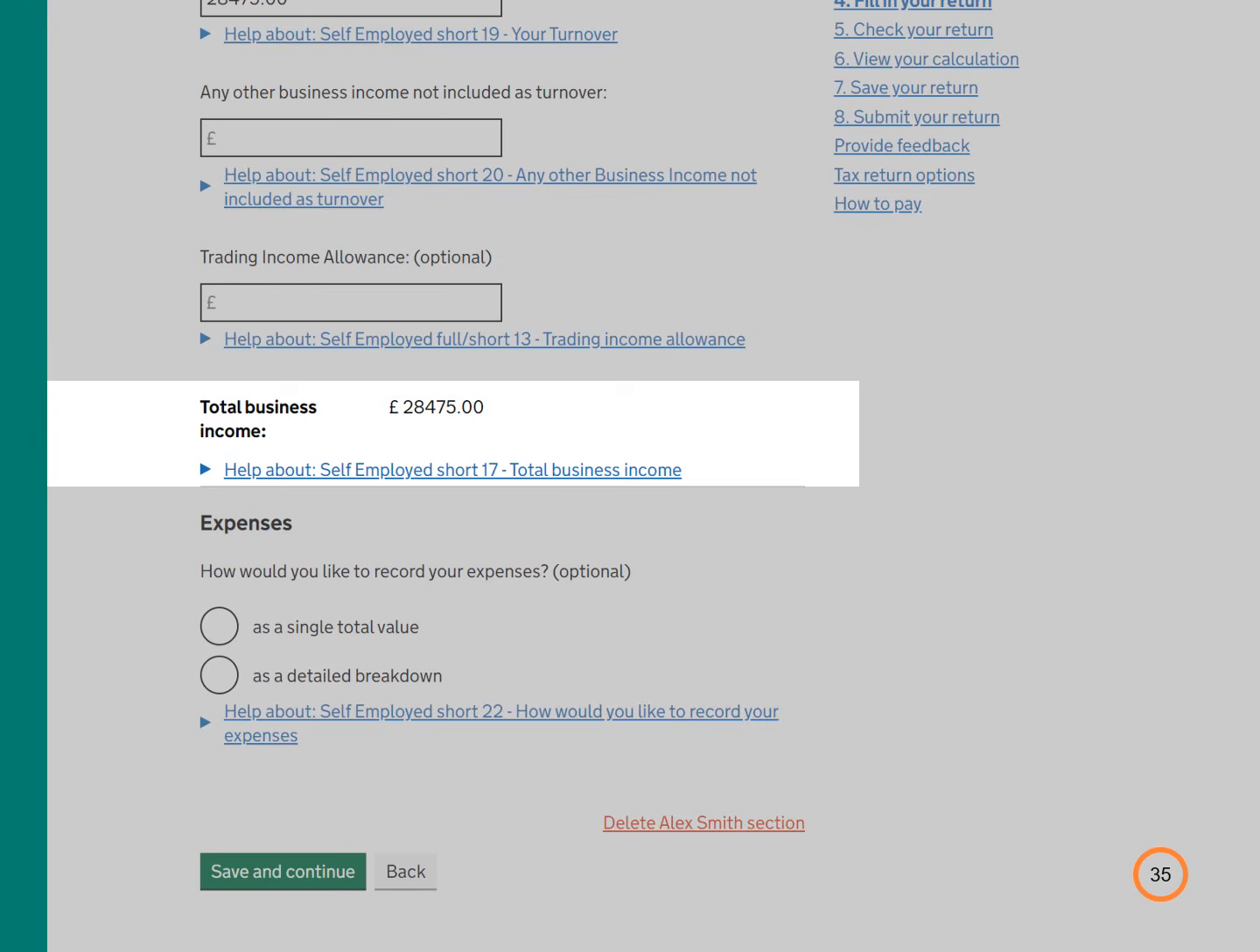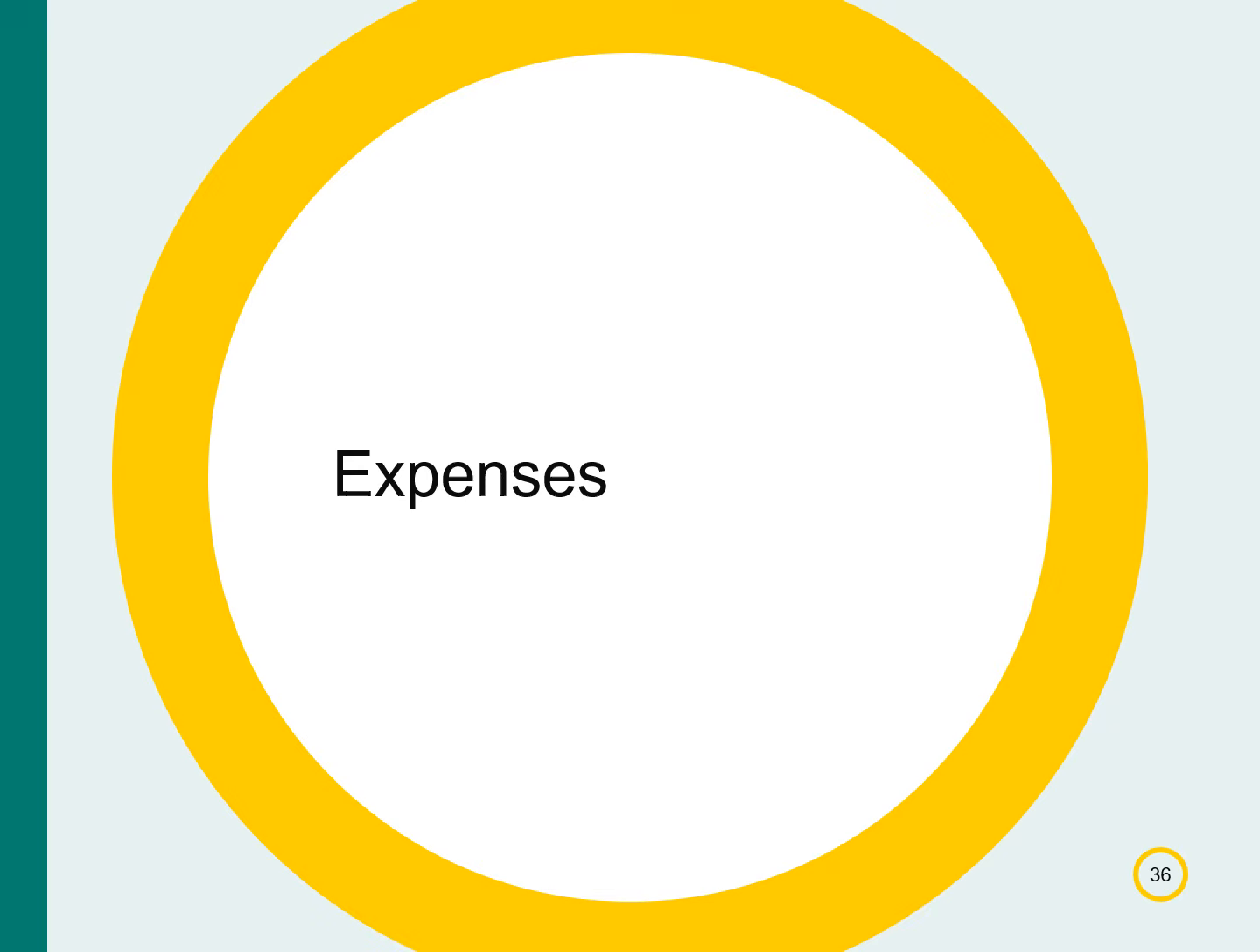The system works out your total income for you. If you've entered an amount for the trading income allowance, this will not be taken off your income at this point. It'll show in your profit figure later in the self-employment section. Let's now look at allowable expenses and how you enter them on your tax return. Remember, if you've used the trading income allowance, you cannot enter any expenses.